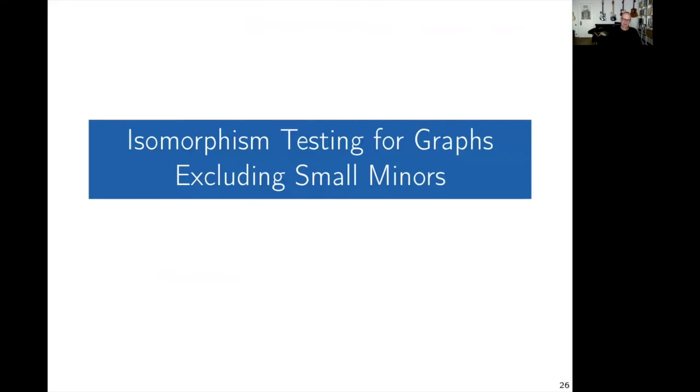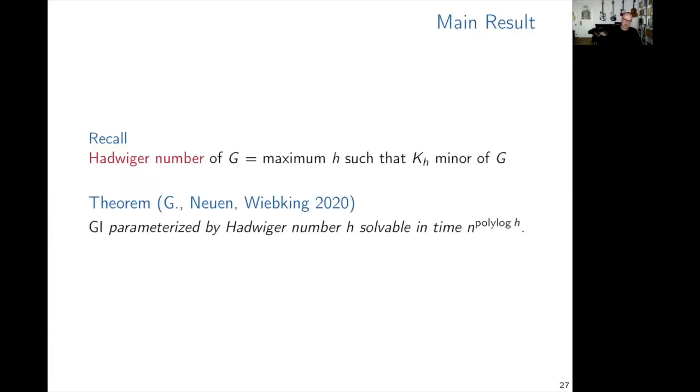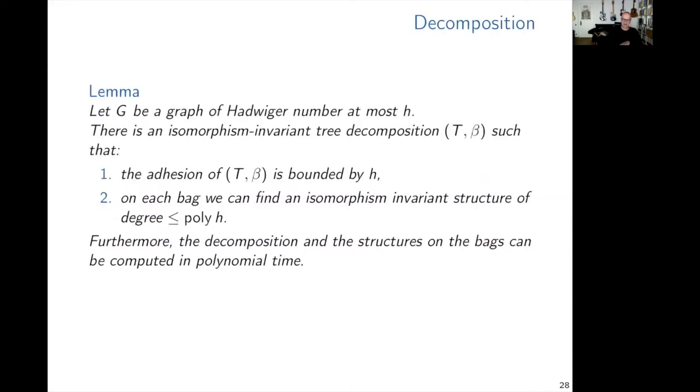Okay, now let's move on and finally prove the result on graphs excluding small minors. So remember, Hadwiger number was the largest complete graph that is a minor of our graph. And the theorem we want to prove is that we have an isomorphism test in time n to the polylog of the Hadwiger number. Now we put together this infection spreading technique and the decomposition technique.